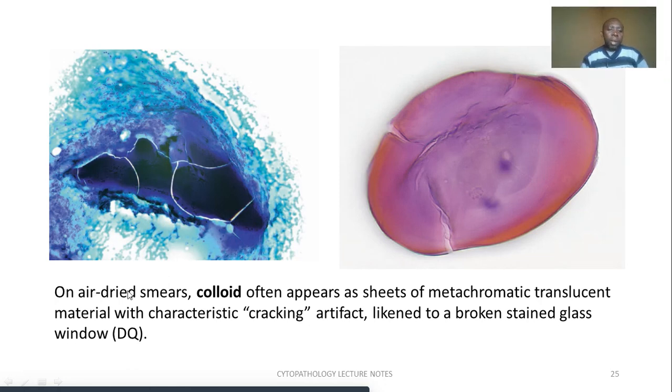On an air-dried smear, the colloid often appears as a sheet of metachromatic, translucent material with characteristic cracking, which may look like an artifact, likened to broken stained glass. This is typical of what we can see in this image here and even in our image on the right. This is colloid appearing in the middle, in the case of an air-dried slide, and that's how it appears when it is stained.